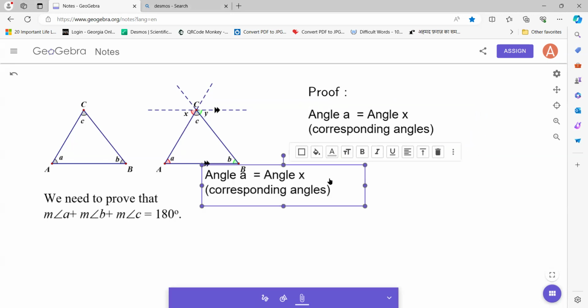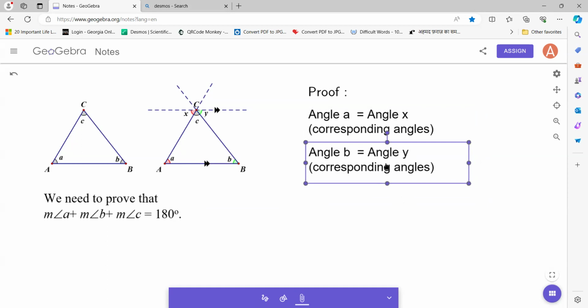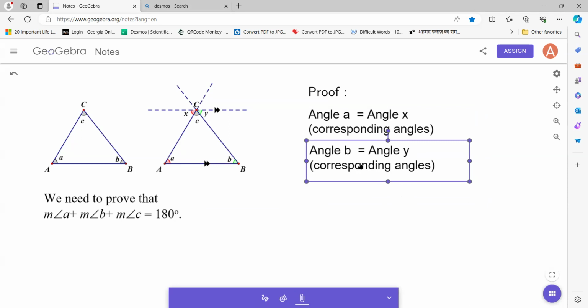I can say something very similar with angle B and angle Y. They're also congruent because AB is parallel to this dotted line. And now I'm almost done. Since angle X, angle C, angle Y together are on this dotted line, they better add up to 180. So I'm going to write it down.